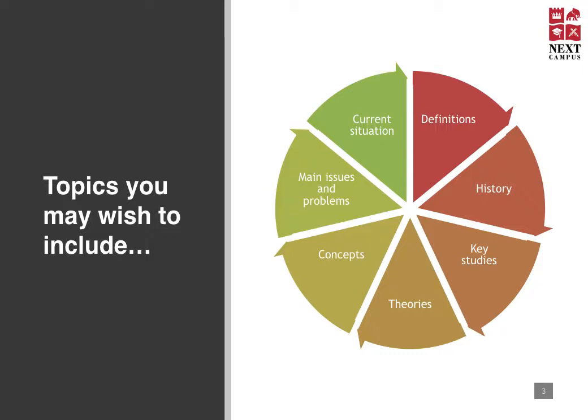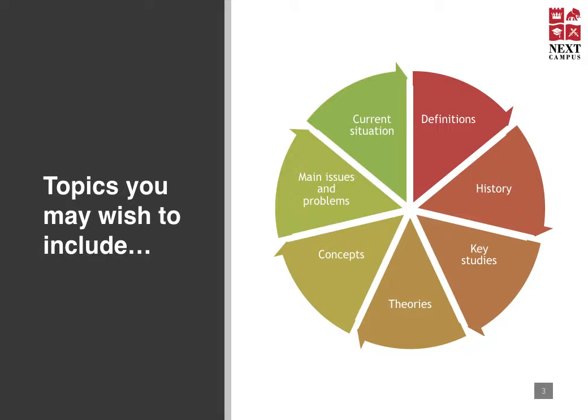What are the theories or frameworks? And what are the concepts in agile methodology that various authors have spoken about? Finally, what are the main issues and problems around agile methodology that create a debate in the industry and in academic circles? So finally, what is the current situation about agile methodology? So this 7-step pie chart that you see is a very good way to think about how you want to approach the areas in your research question and the topic.